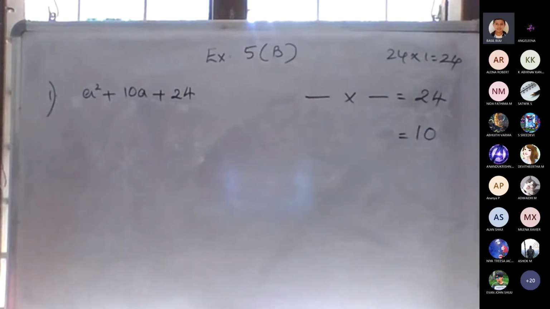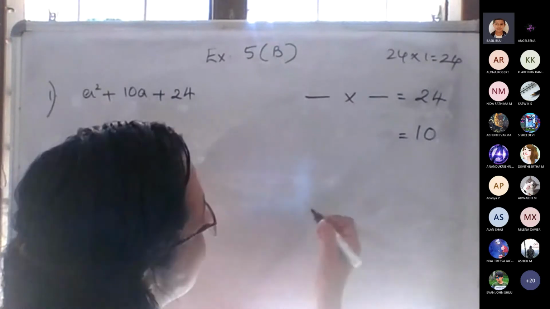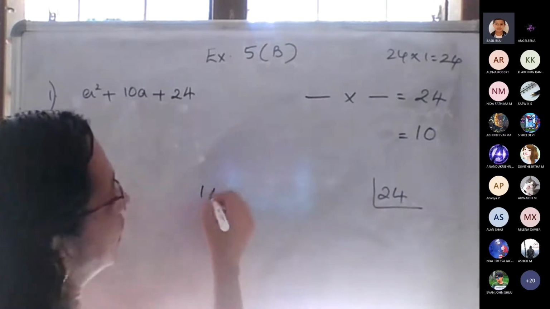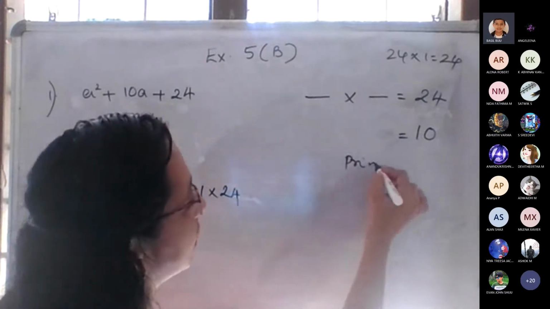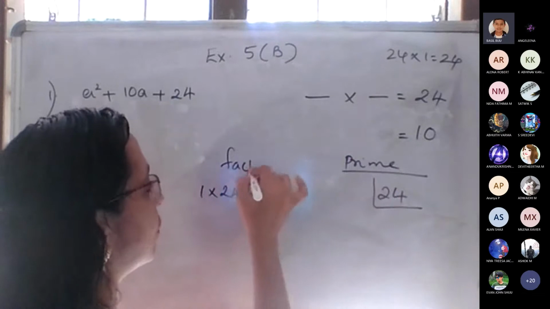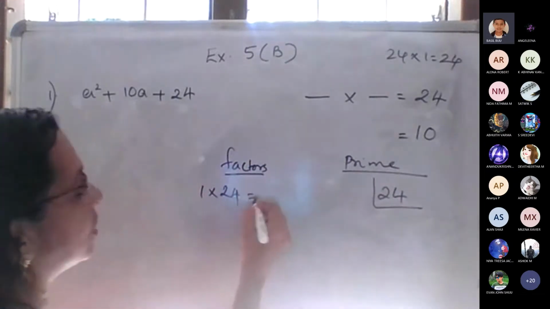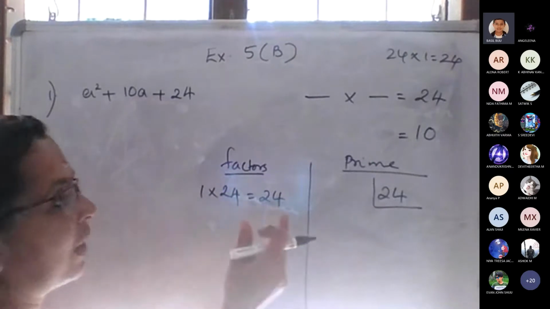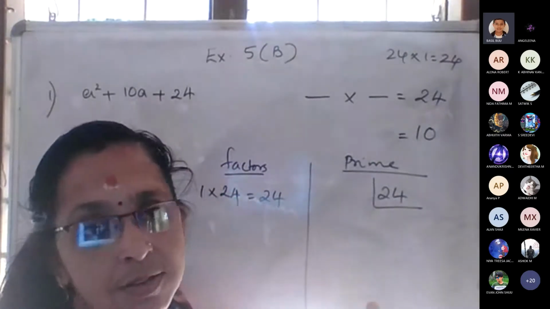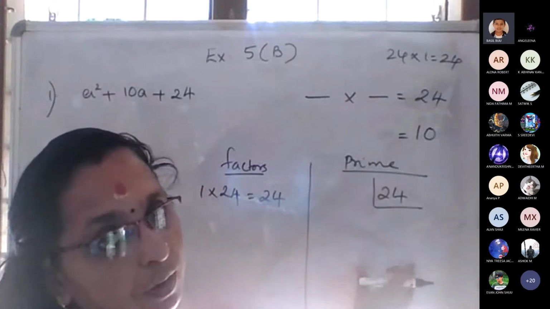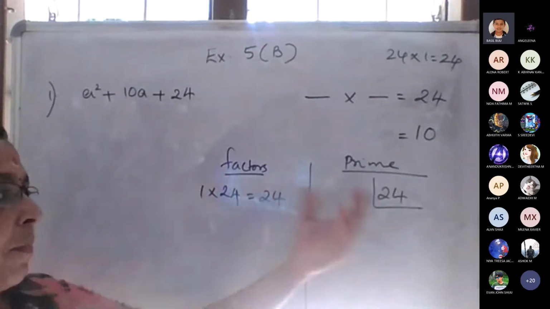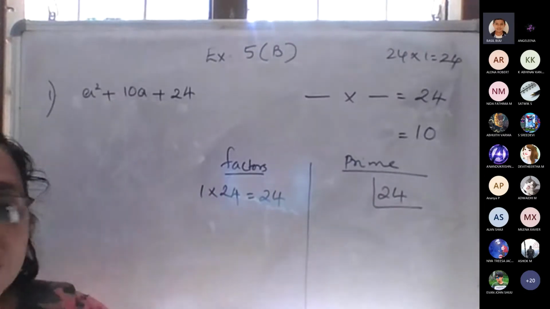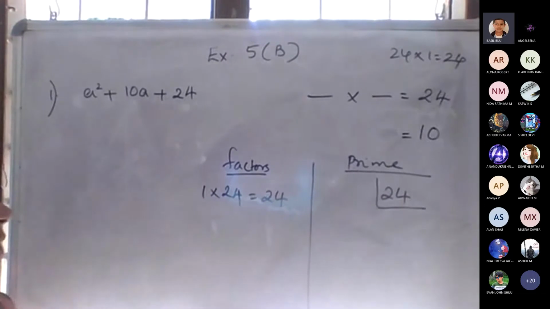So 6 into 4. Using two methods, we can find the factors: either using the prime factorization method or listing the factors, 1 into 24 and so on. Which is convenient for you, you can do that. 1 into 24 is 24. Now, if you are doing it this way, this one is convenient. But in 10th standard, this will be easy for you. You will get the idea about bigger numbers and smaller numbers, where to use prime factors and where to list factors. Depending upon the question you can do. Okay, so 1 into 24 is 24.